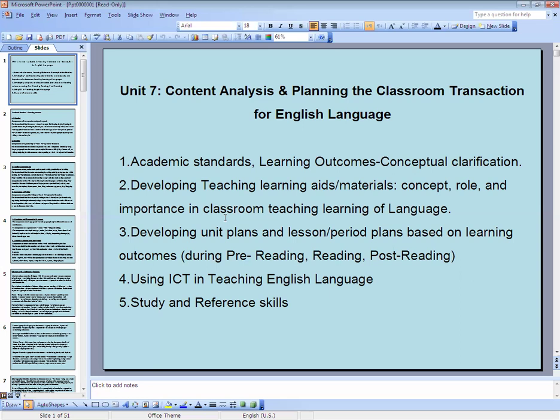Here, it has been given the first subtopic as academic standards. Based upon the academic standards, what are the learning outcomes based upon the concept? Second one is developing the teaching learning aids or materials, which deals with the concept of it, role and importance in the classroom teaching. The third topic is developing unit plans and lesson plans, which we call as period plans now, based upon the learning outcomes. So here, during the pre-reading, reading, and post-reading, the plans will be developed. Fourth subtopic is using ICT in teaching English language.